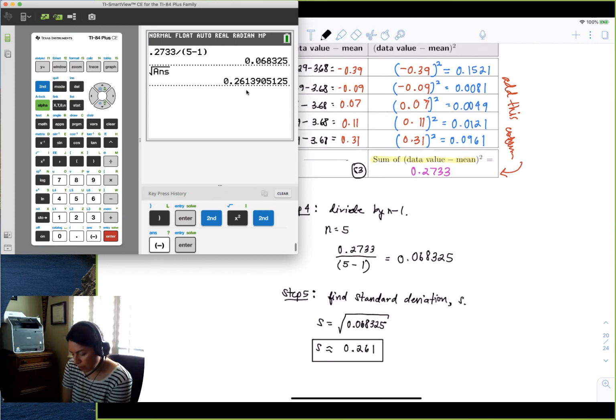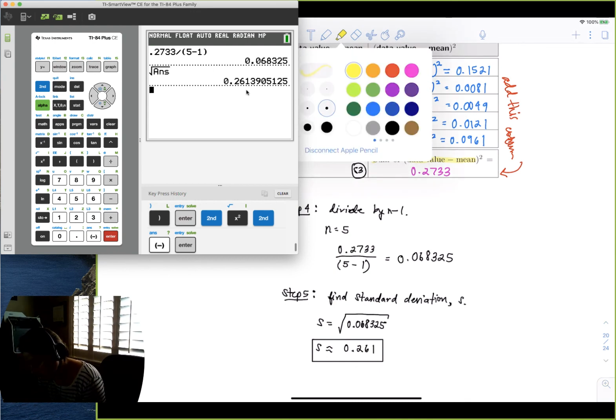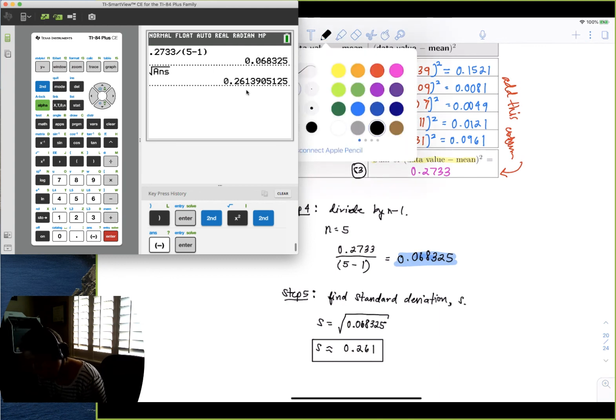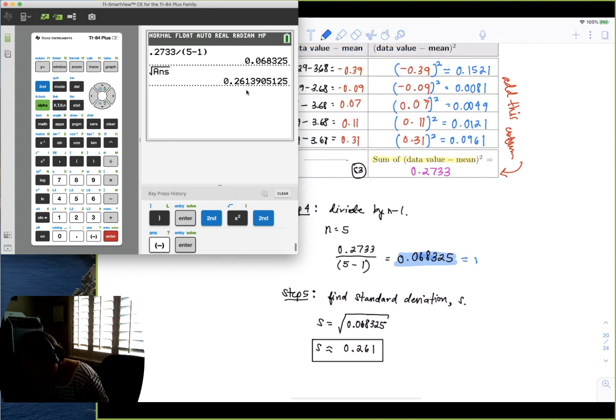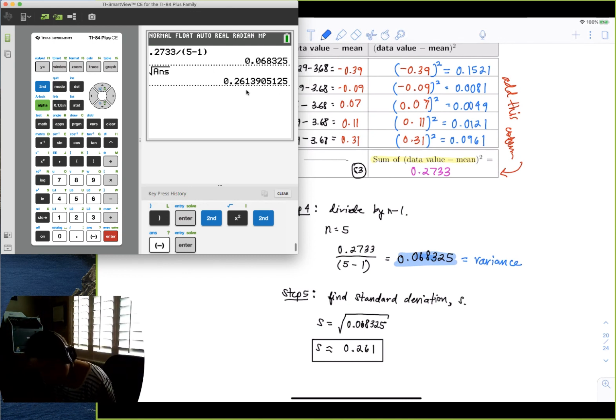Now, let's talk about step 4. Step 4 is an important value to us, and this is called the variance. Okay, so the variance is going to be the standard deviation before you square root it. So there's a couple of ways to look at the variance. So let's put a note here.